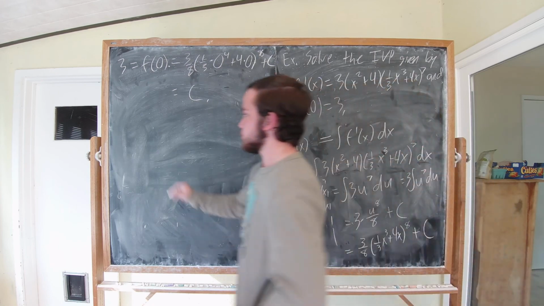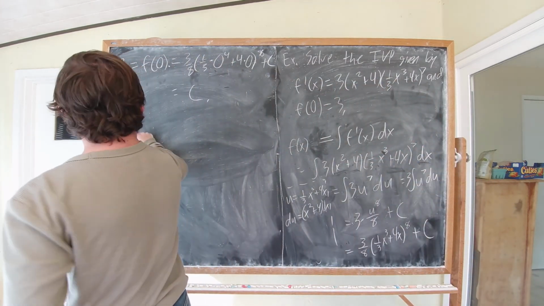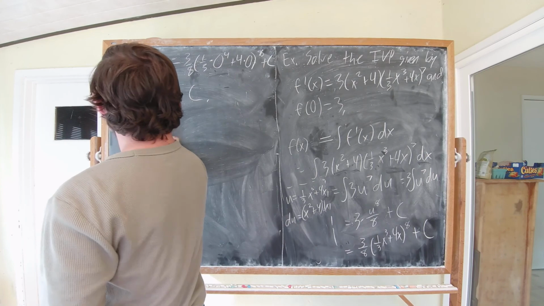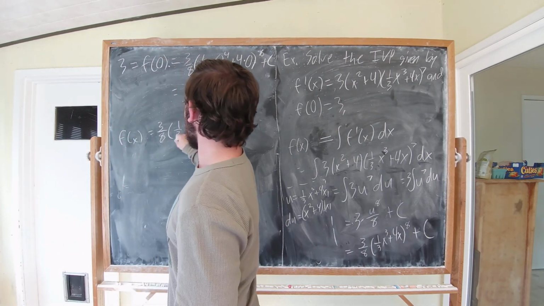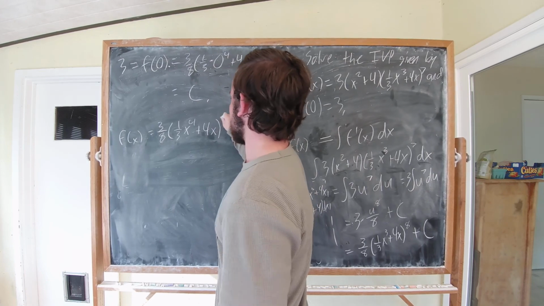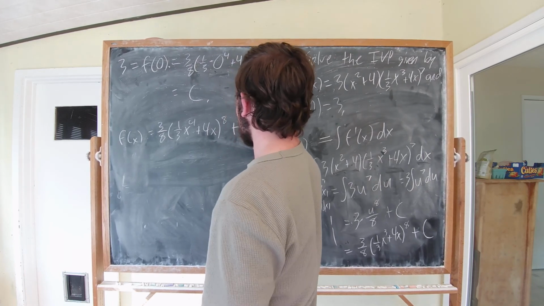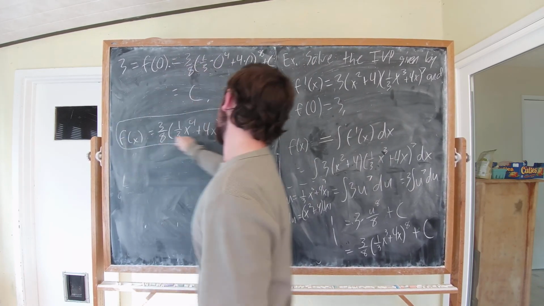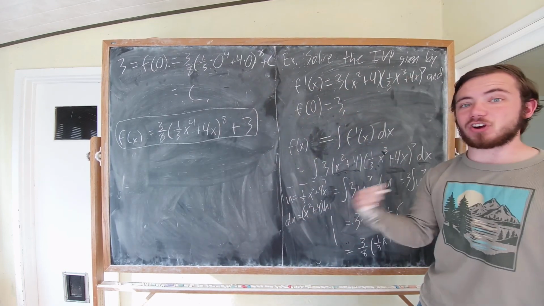C is 3. So now our final f of x will be 3/8 times (1/3 x cubed plus 4x) all to the 8th power plus 3. And that would be the unique f of x that satisfies our initial value problem.